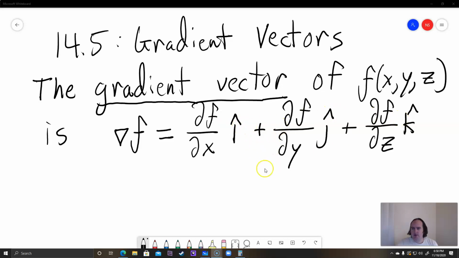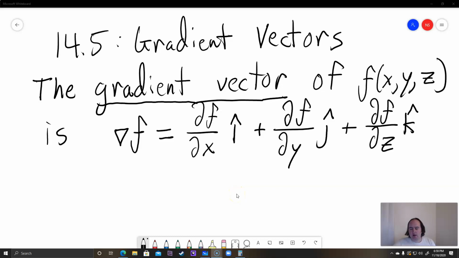It has three components, and each component is the partial derivative of the function in that direction. These gradient vectors are used a lot in places like physics for directional derivatives, which is the next topic we'll be learning about in the next video. So the gradient vector is just a bunch of partial derivatives, and each partial derivative is multiplied times a unit vector.